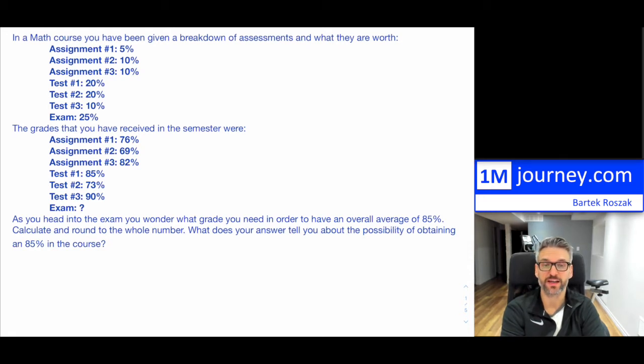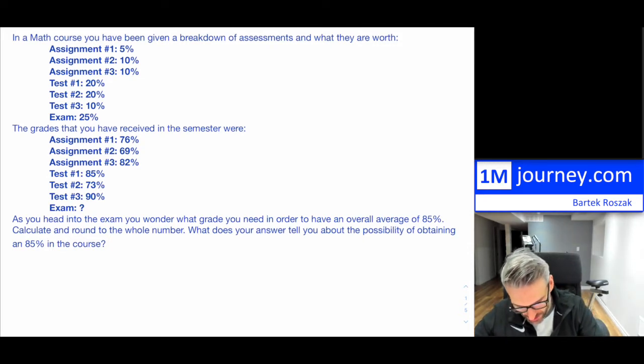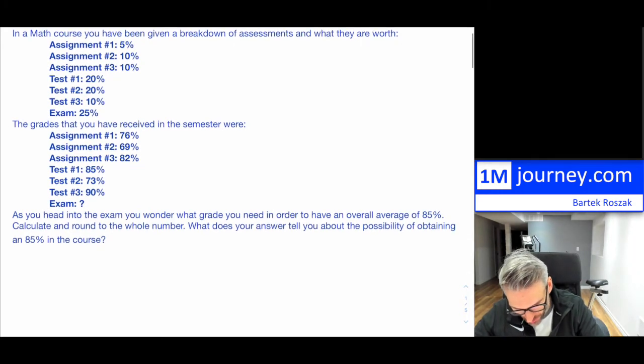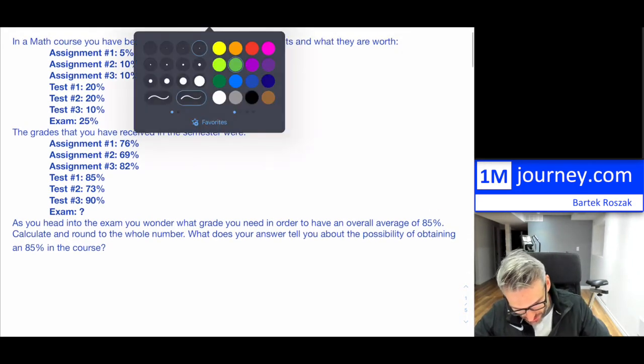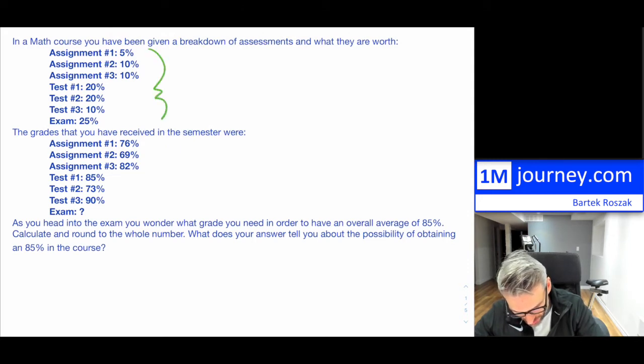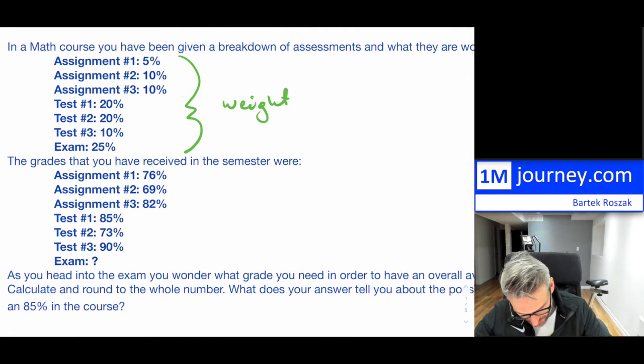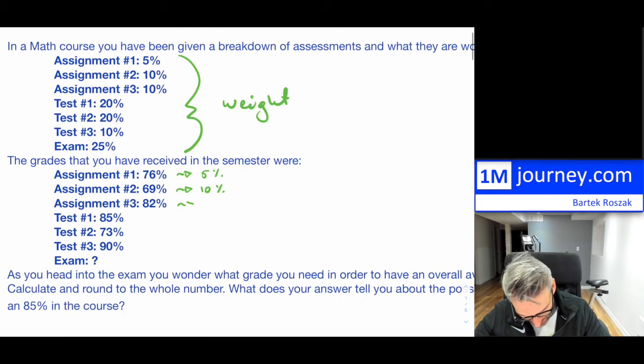Well, I guess we have to find out what that exam mark has to be in order to get this 85. So it is a weighted average type of problem. The information is given, so I'm not going to rewrite these givens for myself. I do know what all the weights are. So these are my weights that I am carrying, and then here are my grades. So maybe what I'll do is, first, just beside, this assignment number 1, for instance, is 5%. This second one is 10%. This third one is 10%. So those are the weights that I carry.